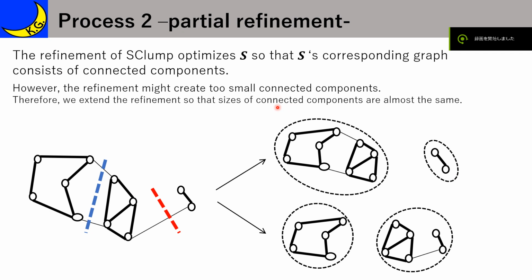Next, I'd like to talk about the second process, partial refinement. This second process is an extension of the refinement process of SClump. The refinement process of SClump optimizes S so that S's corresponding graph consists of connected components. However, the refinement process might create two small connected components, which consist of only outliers. Therefore, we extend the refinement process of SClump to a new refinement algorithm so that the sizes of connected components are almost the same.